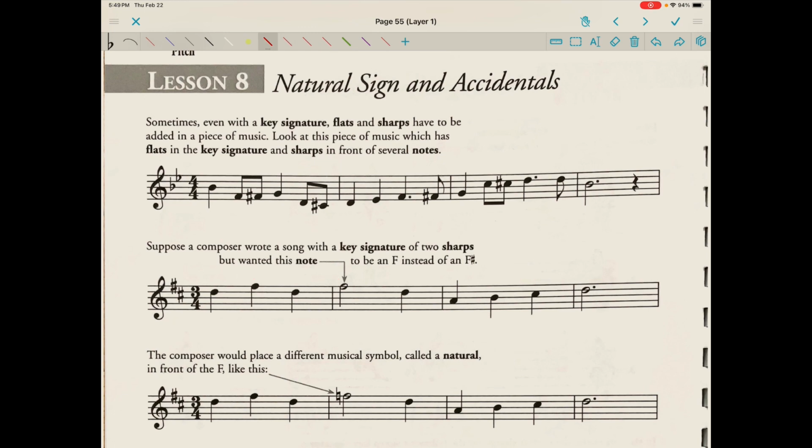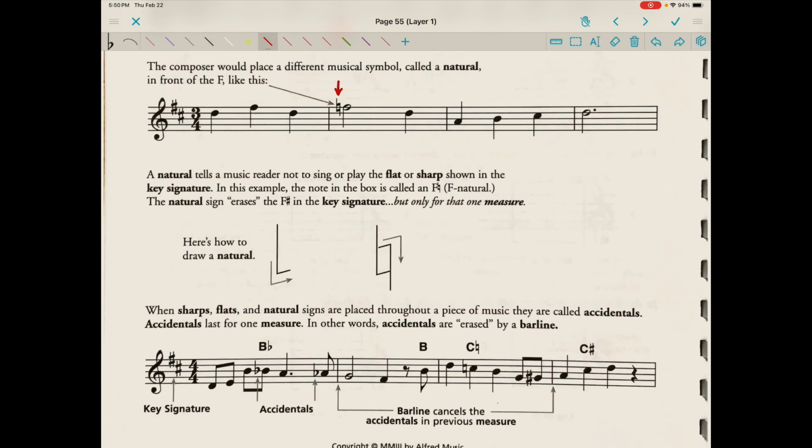If the composer wanted this F sharp to actually be an F natural instead, he would place a different musical symbol called a natural in front of the F like this. A natural tells a music reader not to sing or play the flat or sharp shown in the key signature. In this example, the note in the box is called an F natural. I don't know about you, but I don't see a box, so I think they intended to have a box right here. The natural sign erases the F sharp in the key signature, but only for that one measure.